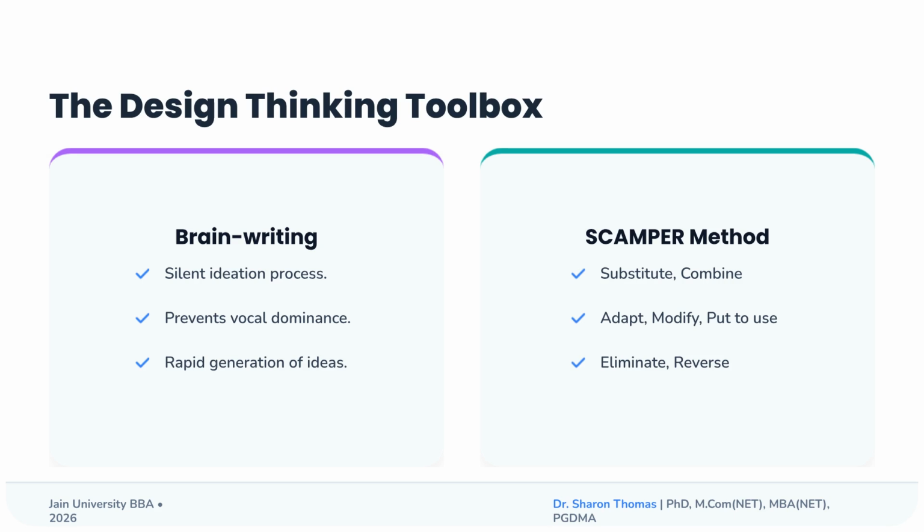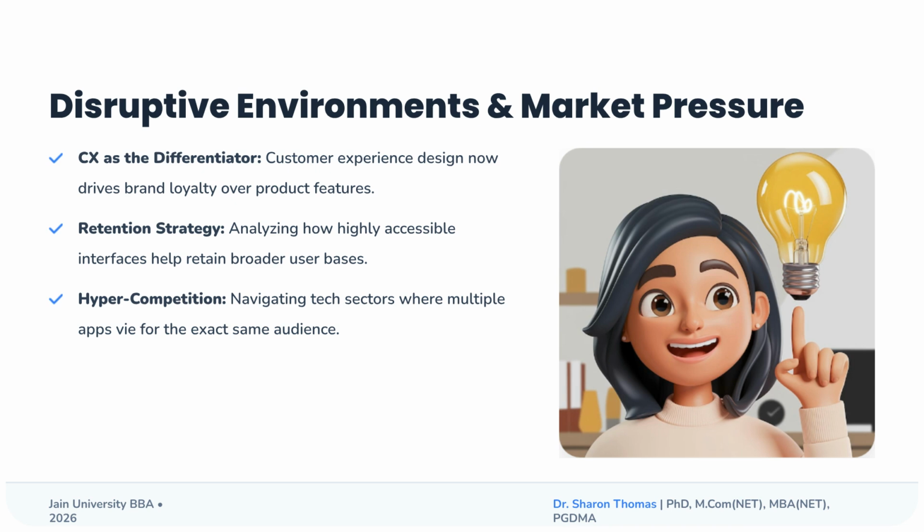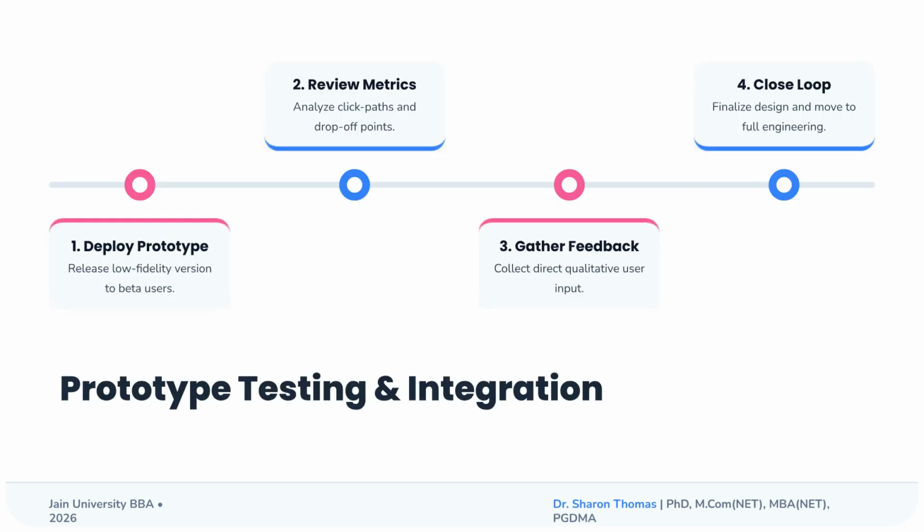Use brainwriting for inclusive silent ideation, or the Scamper method to systematically challenge existing processes. Implementation often hits hurdles, such as translation friction when moving from design to code, managing strict budget limits, and navigating successful market rollouts. In hyper-competitive markets, customer experience is the primary differentiator. Designing for retention and accessibility is now essential for long-term brand loyalty. To wrap up our discussion on prototyping, follow a standard cycle: deploy a beta prototype, review metrics, gather user feedback, and close the loop before final engineering.